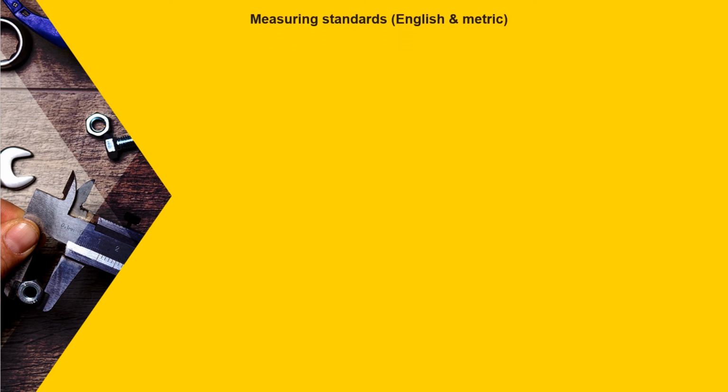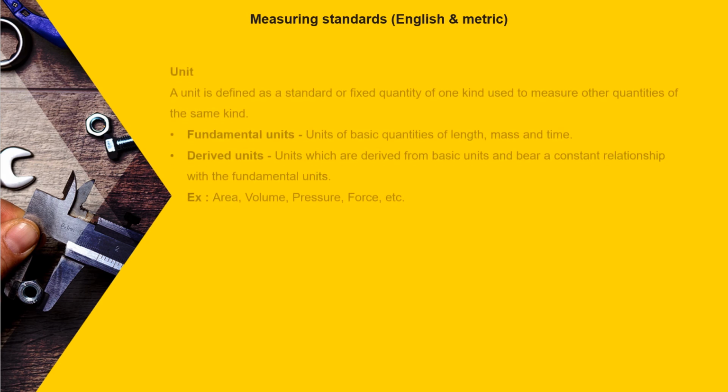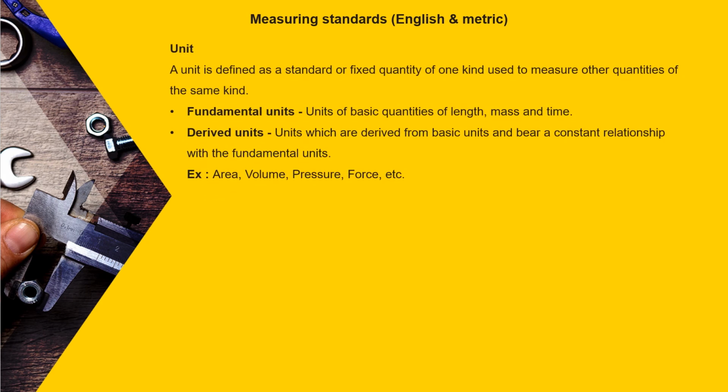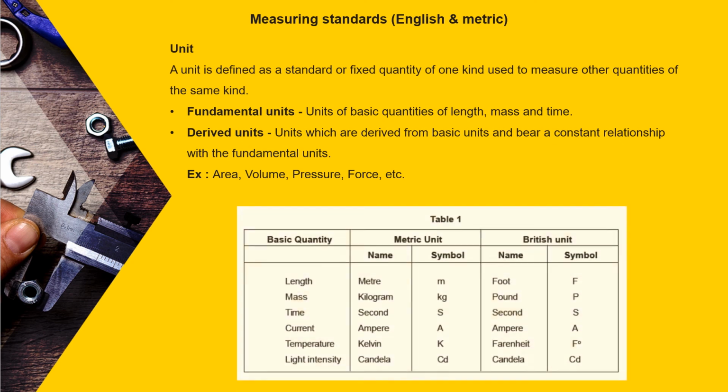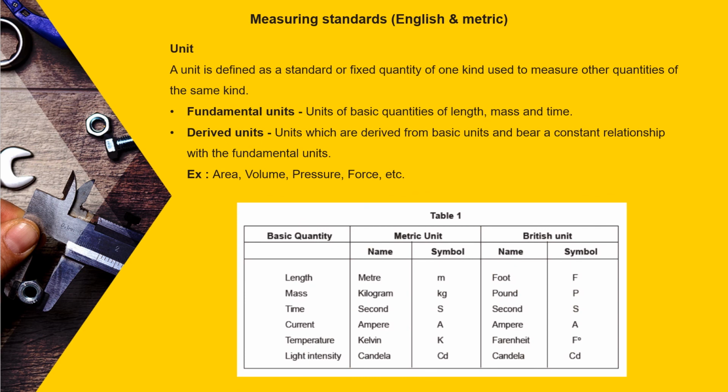Measuring standards. Unit. A unit is defined as a standard or fixed quantity of one kind used to measure other quantities of the same kind. Fundamental units. Units of basic quantities of length, mass, and time. Derived units. Units which are derived from basic units and bear a constant relationship with the fundamental units. Example: area, volume, pressure, force, etc.